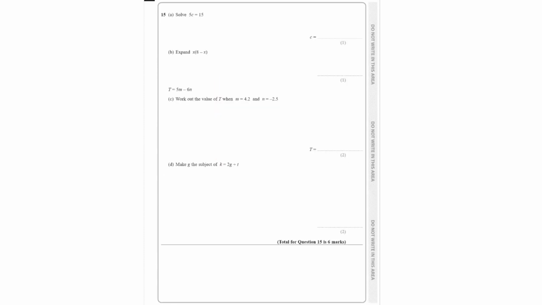Question 15. Solve 5c is equal to 15. To isolate c, we simply divide both sides by 5. Divide by 5. This cancels out. c is equal to 3.